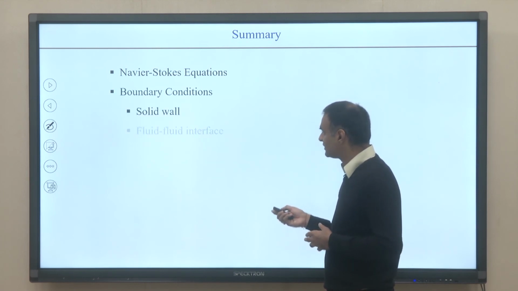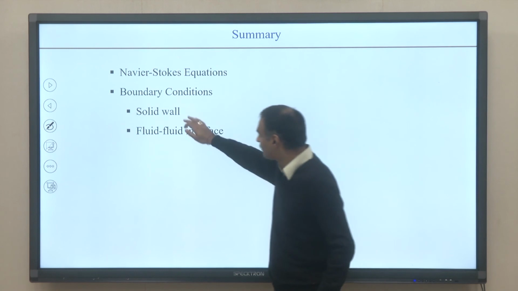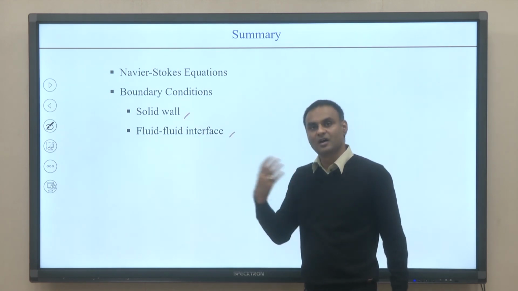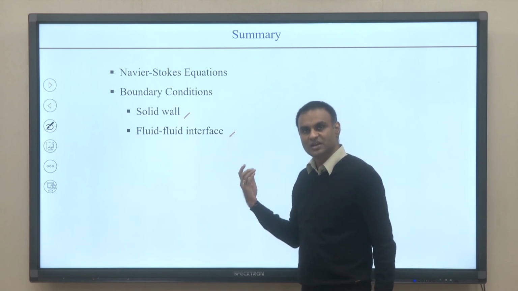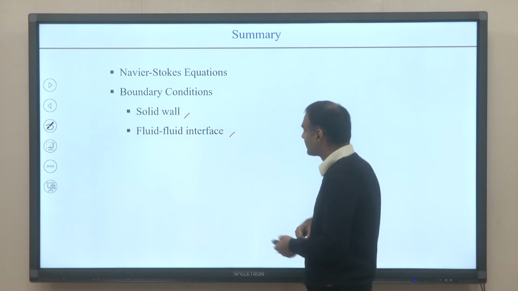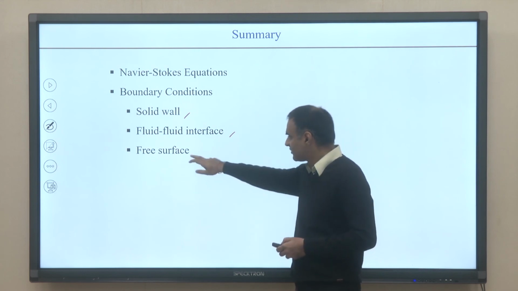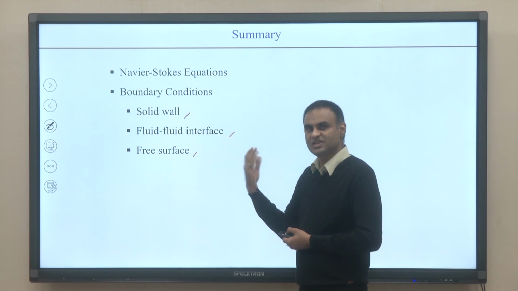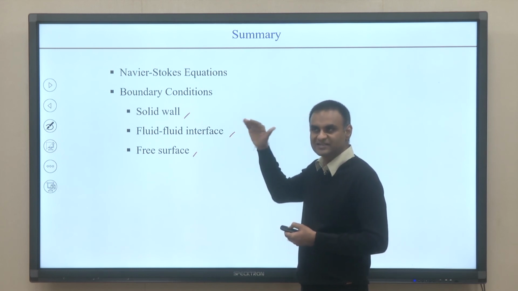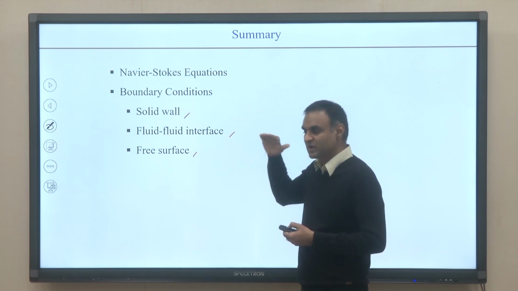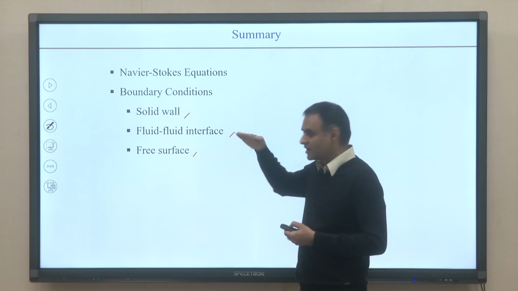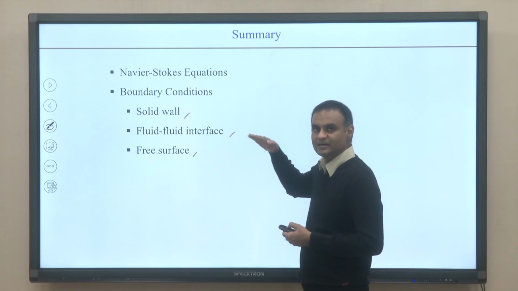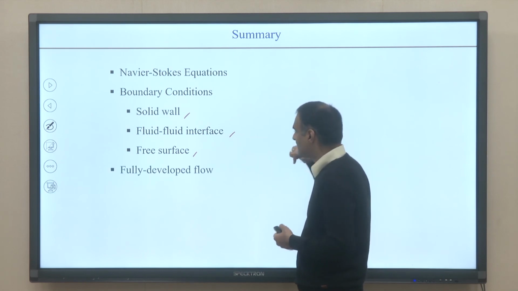So, we looked at that the boundary condition at the solid wall will be no slip boundary condition. At a fluid interface we will have continuity of velocity and continuity of shear stress, and at the free surface we can neglect the shear caused by the gas which is above the liquid film. So, at the interface at a free surface we can assume that the velocity gradient is 0.